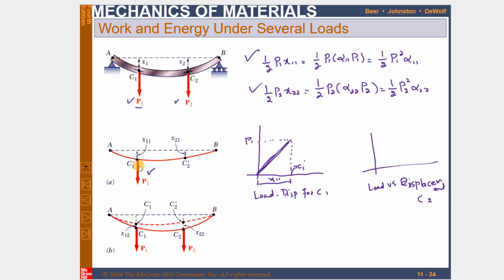Now due to this load P1, there will be a displacement of x21 at C2 dash. So this is point O. Let this displacement be this one, and this point is C2 dash, and this displacement is x21.